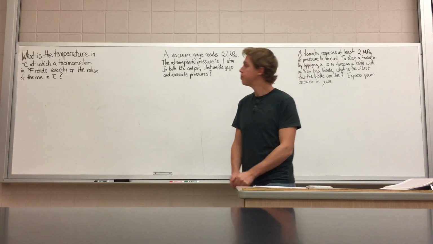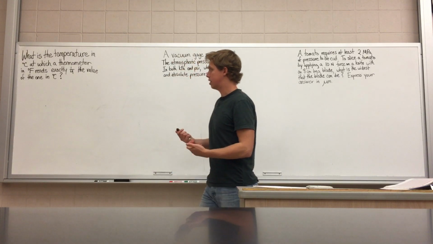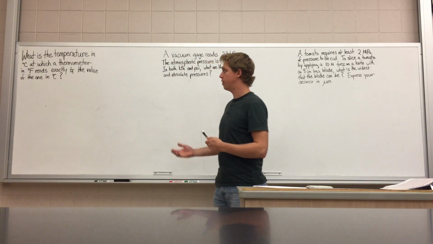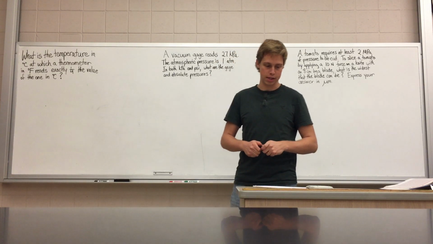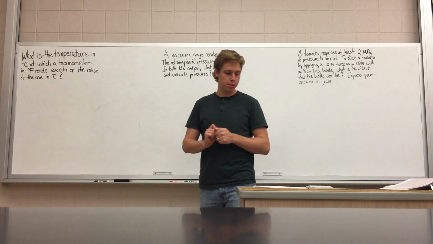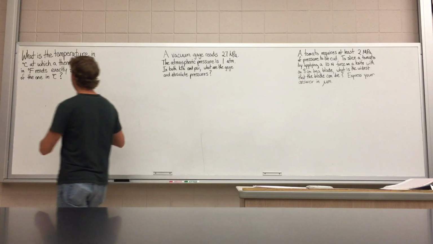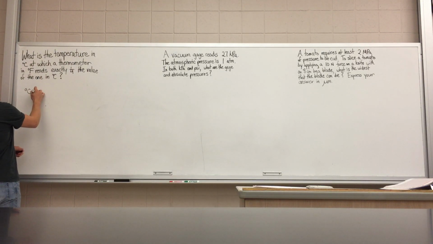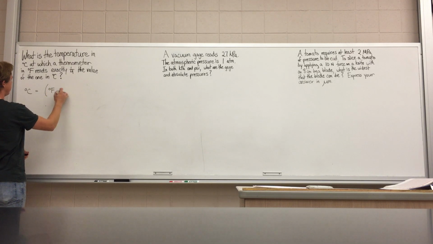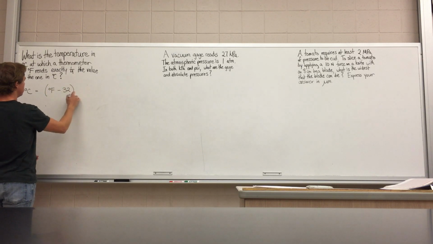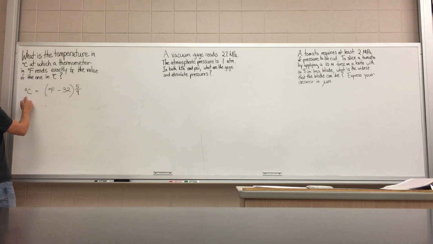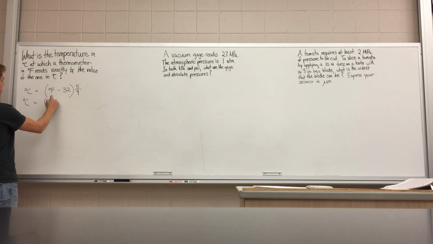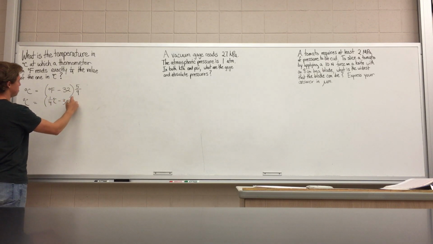Okay, the first question here. What is the temperature in degrees Celsius at which a thermometer in degrees Fahrenheit reads exactly 1/4 the value of the one in degrees Celsius? So I'm going to set up this problem like a simple conversion problem. We have that degrees Celsius is equal to degrees Fahrenheit minus 32, all multiplied by 5/9. Now I'm going to rewrite this, but dropping in for degrees Fahrenheit 1/4 times degrees Celsius.